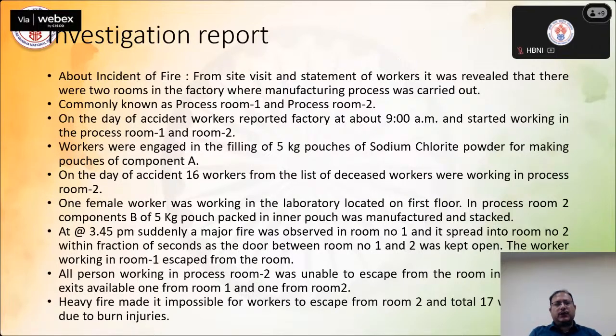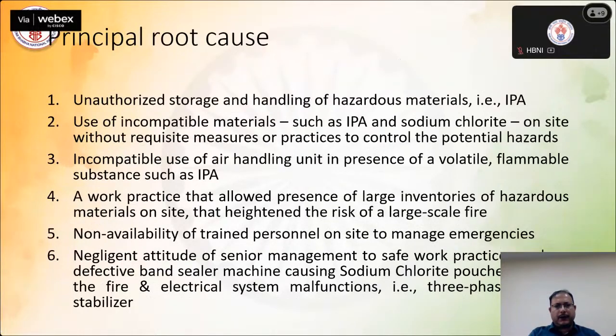So as we are discussing, process room 1 and 2 was there, and the principal root cause was basically unauthorized storage and handling of hazardous material, that is IPA, and use of incompatible materials such as IPA and sodium chloride. There are many chemicals which are incompatible. That means they do not have affinity with each other. Whenever you use one chemical with another, it will definitely cause problems. It will explode. It will produce toxic fumes and all these type of things.